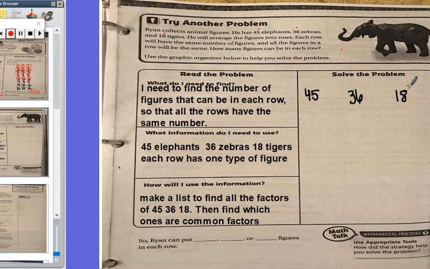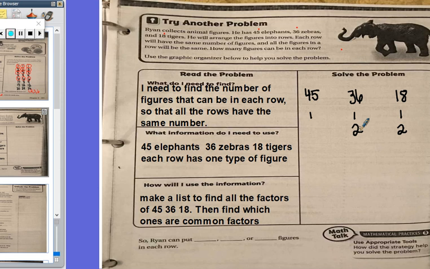Now remember, we're trying to find factors that are the same for those ones. Okay, I automatically know 1 is going to be in common because you can take 1 times the same number to get that same number. Okay, then I'm going to think about my next number. So I know 2 times 9 is 18, and then I know 2 will work for 36. 2 times 18 is 36. And then 2 times nothing is 45, so I can't write anything down for there.